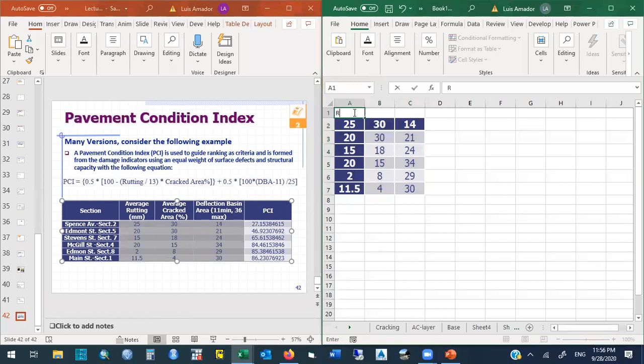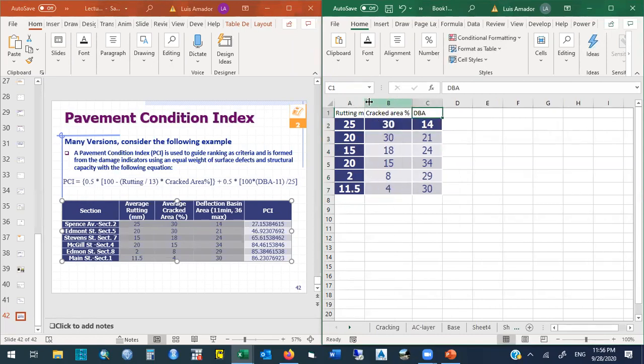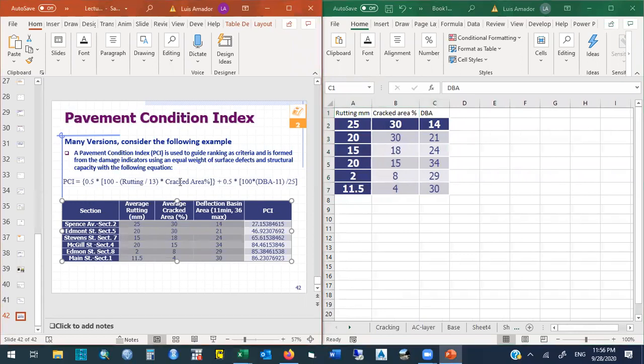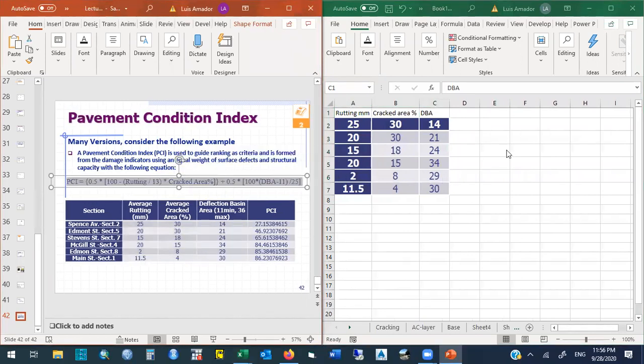So the first one is rutting, in millimeters. The second one is crack area in percentage. And the last one is deflection basin area, from 11 to 36, as it is written there. And we're going to use this equation to estimate PCI.